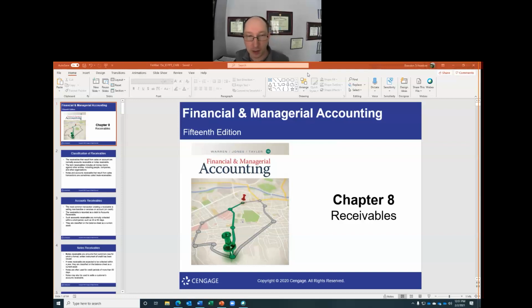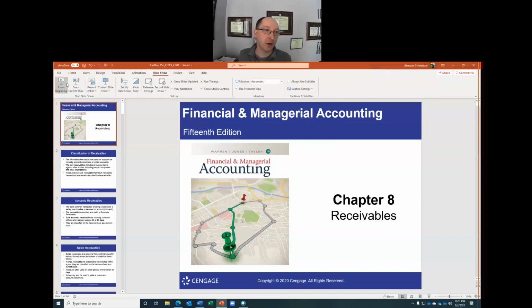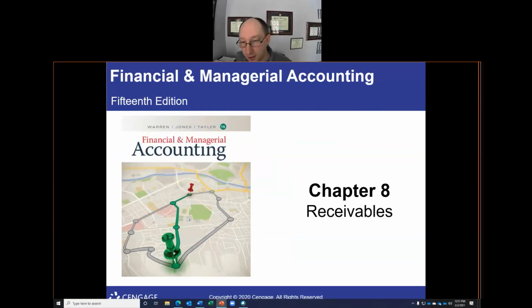Today we're going to be talking about receivables. Receivables are considered to be anything that the company expects to receive from their customers.